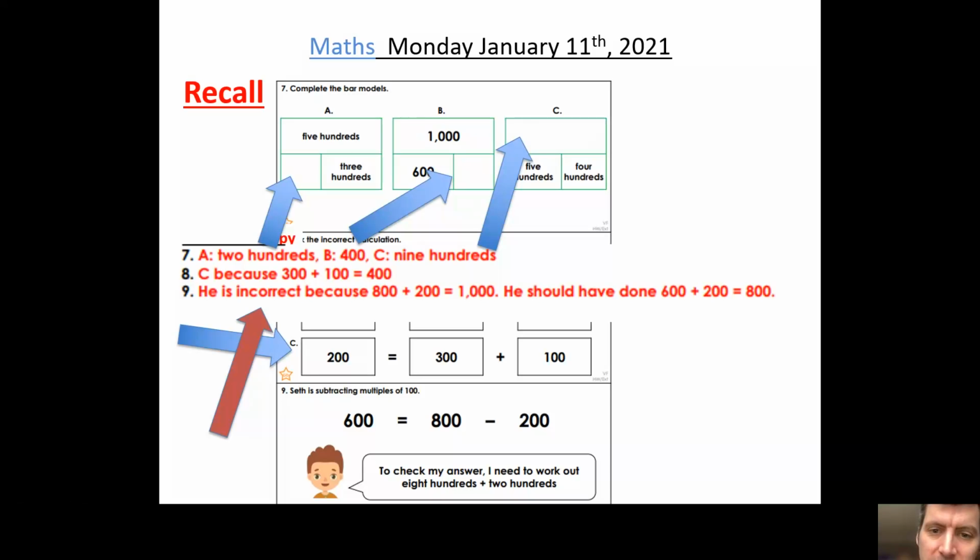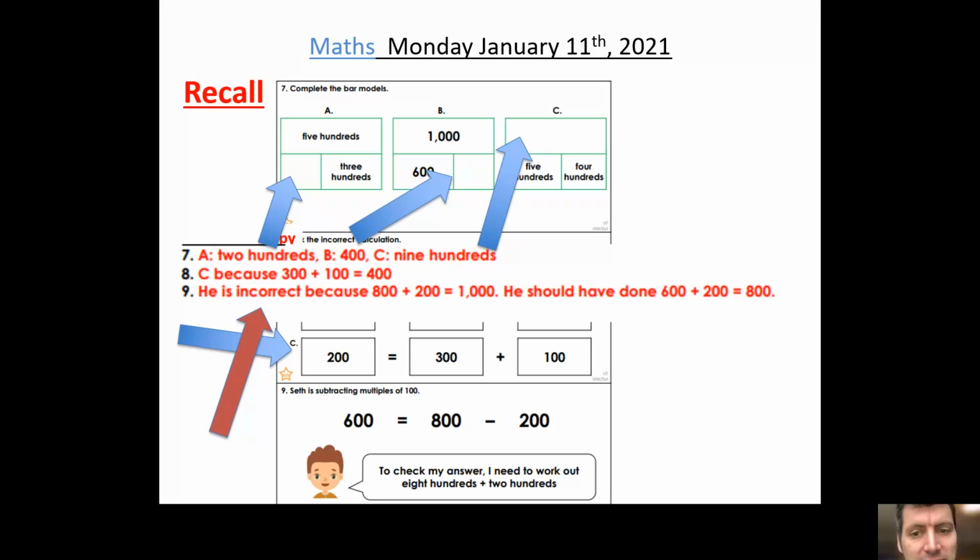Seth was incorrect, and we can see that he's incorrect because 800 add 200 is 1,000. Okay, and what he was being asked to do was find out whether 800 subtract 200 makes 600. What he should have done is the inverse, that opposite operation of 600 add 200, to check the answer. Instead of adding the 600 to the 200, he added the 800 to the 200, which wouldn't really help him very much. Okay, well done, guys. We'll do those every day, some kind of questions, just to remember where we are.